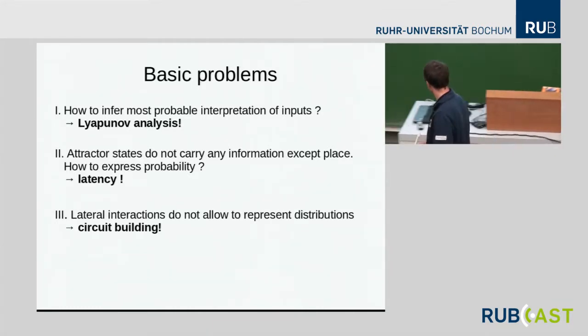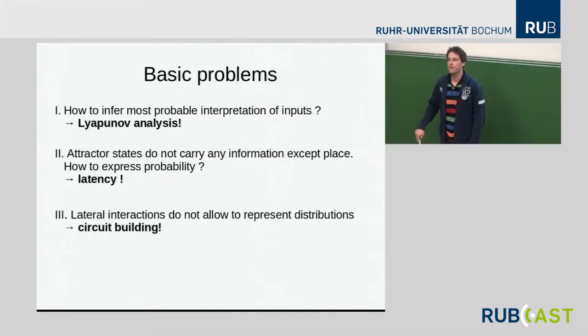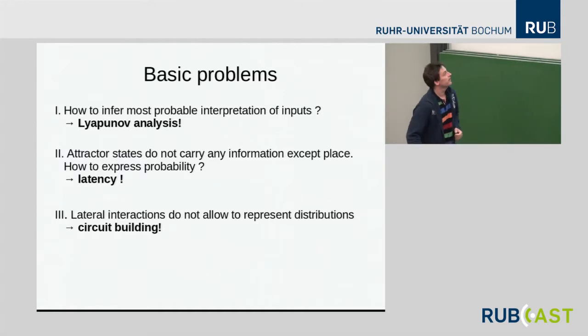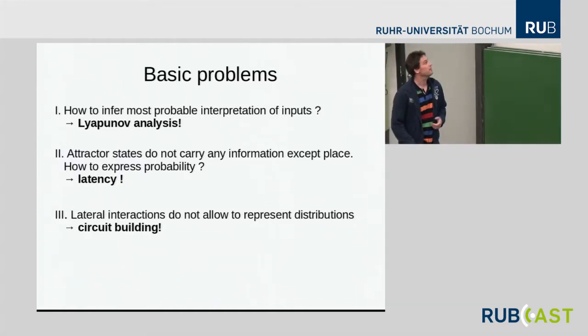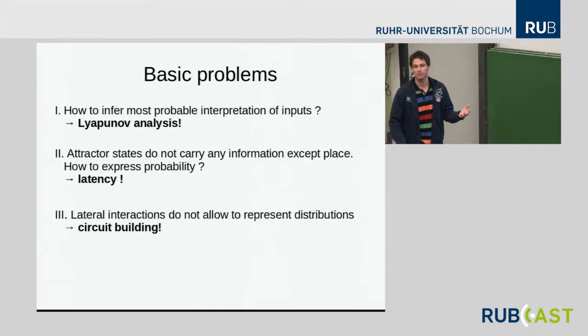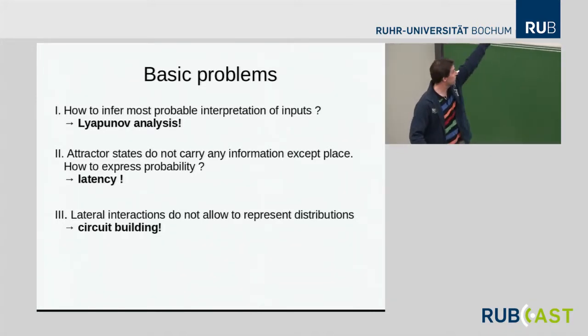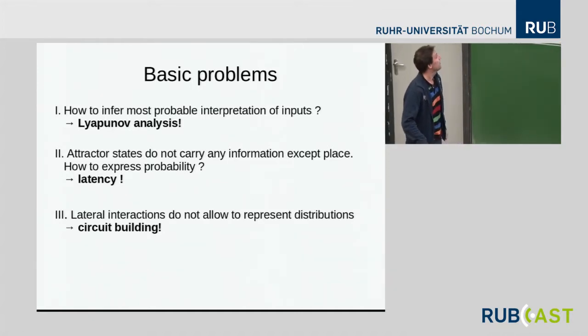So the first and basic issue is how to do inference. Is there an inference mechanism in neural fields? Given an input, is there a mechanism to try to deduce the most likely interpretation of that input? Does it exist in the dynamics? And I'm going to do all these things step by step. I'll just be giving you an overview here.